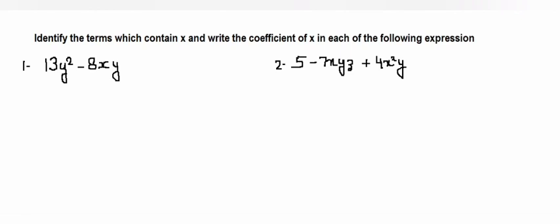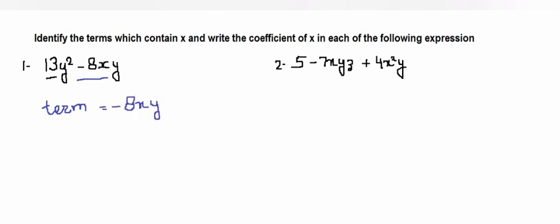We have the question here. Identify the terms which contain x and write the coefficient of x in each of the following. Now here you can see that we have two terms. One is 13y square and another is minus 8xy. So we can see that minus 8xy has x. So here I can write that the term is minus 8xy.